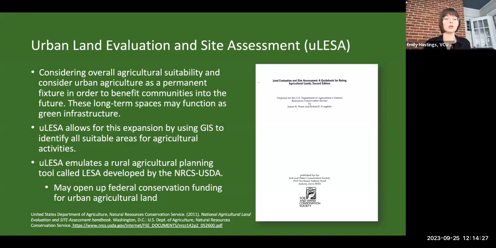So ULISA, or Urban Land Evaluation and Site Assessment, allows for this analysis in GIS to find these suitable areas. And ULISA emulates a traditionally rural agricultural planning tool called LISA, or Land Evaluation and Site Assessment. It was first developed by the Soil Conservation Service, which turned into the NRCS, the Natural Resource Conservation Service. Fortunately, because we utilize a very similar framework to the traditional LISA, our methodology could potentially open up federal conservation funding that was once stuck within the rural space. Now we can potentially open it up for the urban space because they have very similar methodologies.